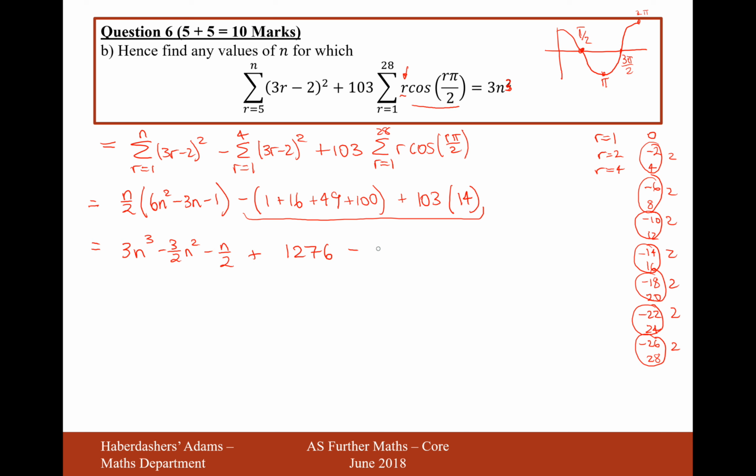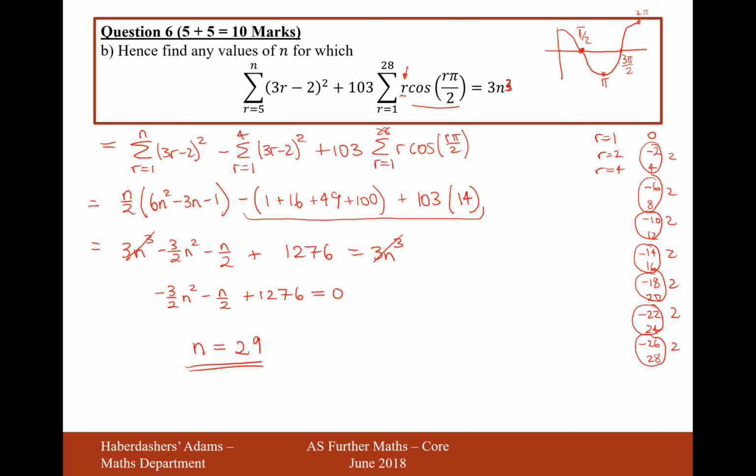And now we need to solve that this is equal to 3n cubed. So let's cancel out the 3n cubes on both sides, and we've now got minus 3 over 2 n squared minus n over 2 plus 1276 equals 0. Let's now solve this. Let's just put this straight into the polynomial calculation solver. And then when we put that in, we'll type it all in. We're going to get n equals 29. That's the only whole positive value that's going to come out of that calculation input.